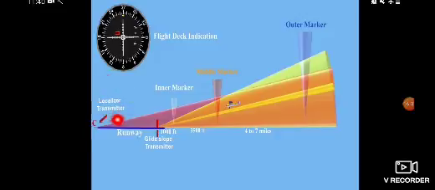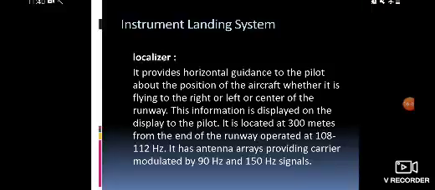Okay, this is a localizer. So this is located 300 meters from the end of the runway. Okay, the information is displayed on the display to the pilot. On the aircraft, we have a number of systems to be controlled. Among those, the instrument landing system is there, and it displays to the pilot whether you are in the center, on the right, or on the left. Okay, so it is located 300 meters from the end of the runway.